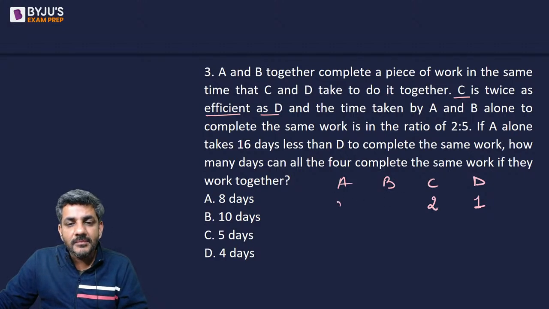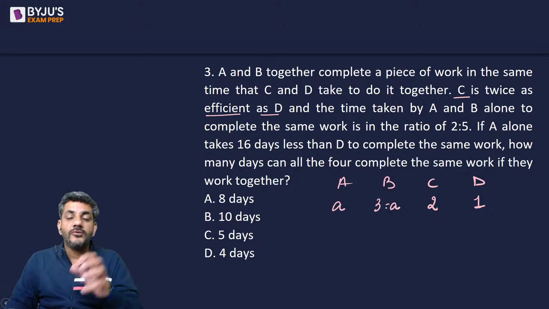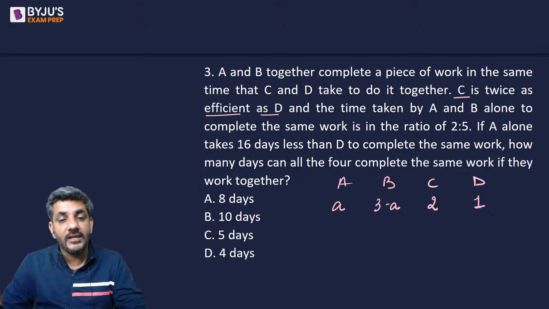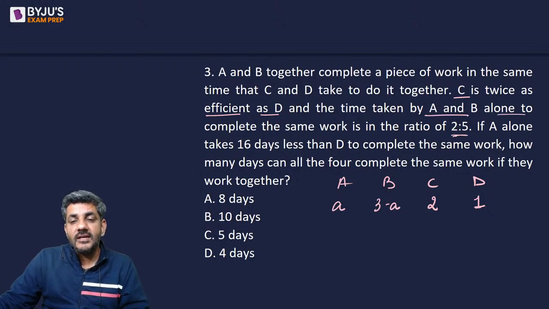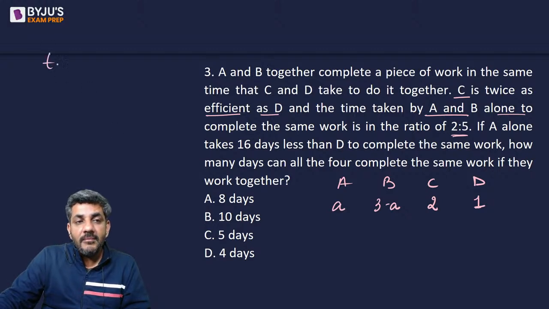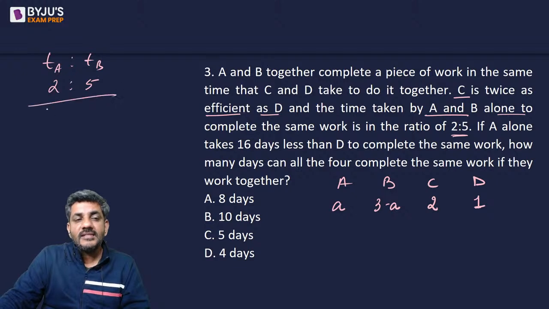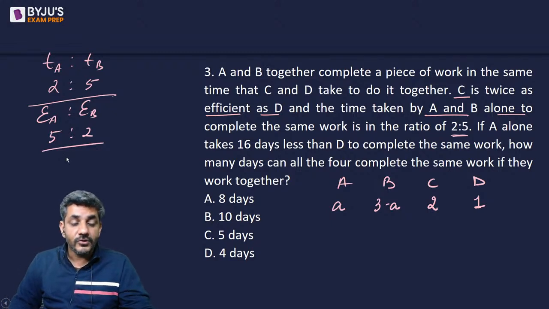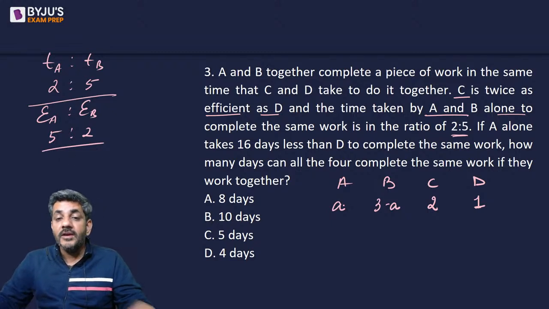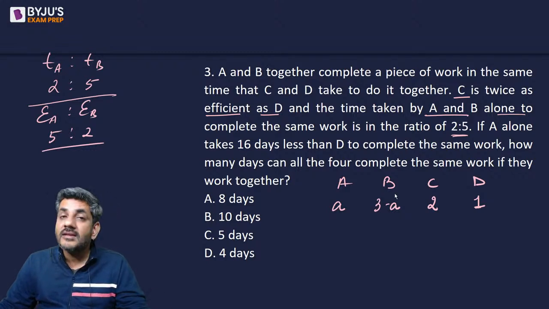So let us say A is making A units. So B is making 3 minus A units, because together A and B will also make 3 units. What next? Time taken by A and B alone to complete the same work is in the ratio of 2 is to 5. If the time taken by A and B are in a ratio of 2 is to 5, can I say that the efficiency of A and B must be in a ratio of 5:2? But we know that their efficiencies are A and 3 minus A.